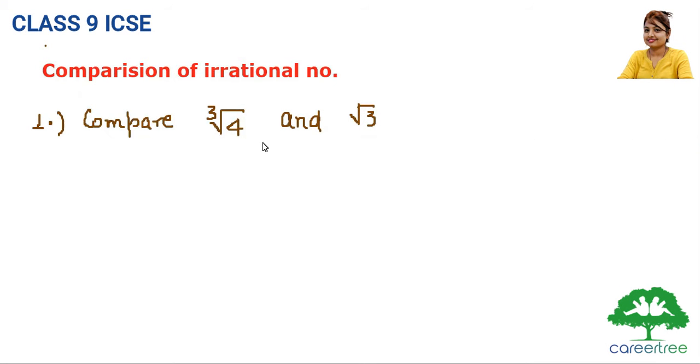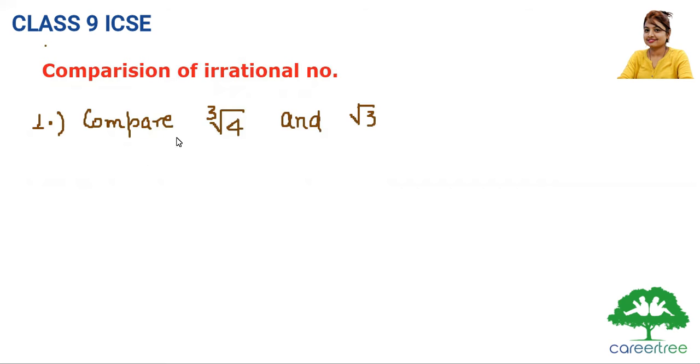So today I will be discussing some of the questions based on comparison of irrational numbers. Whenever you have been given two or more irrational numbers, how do you compare them? Suppose my question is: you have to compare the cube root of 4 and the square root of 3. Sorry, this is square root. So if you have to compare these two numbers, how will you compare? Since both of them are irrational numbers, right?